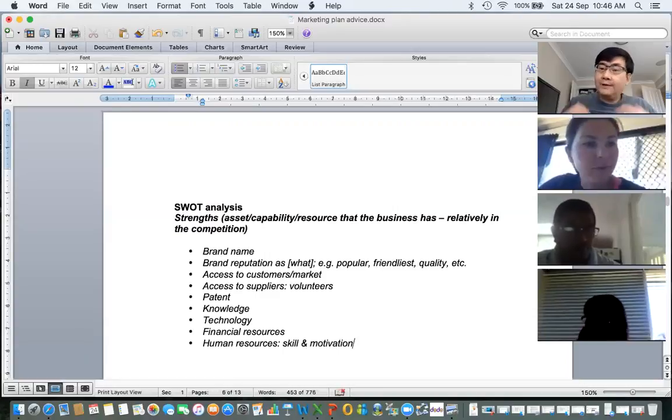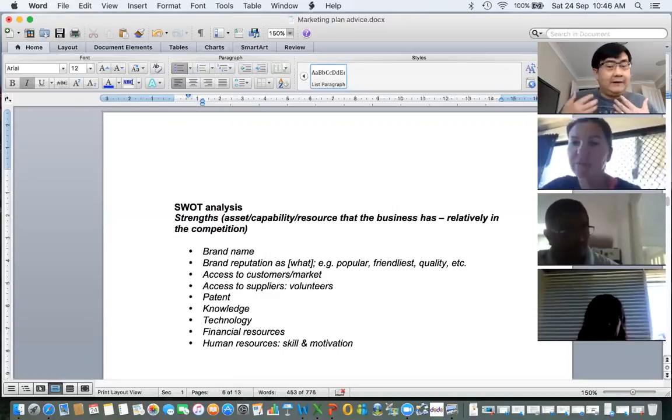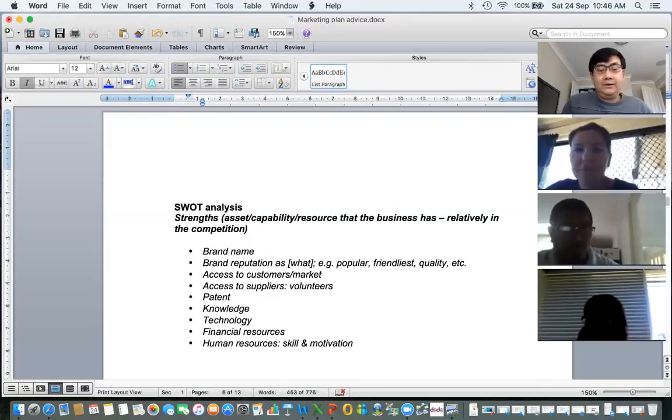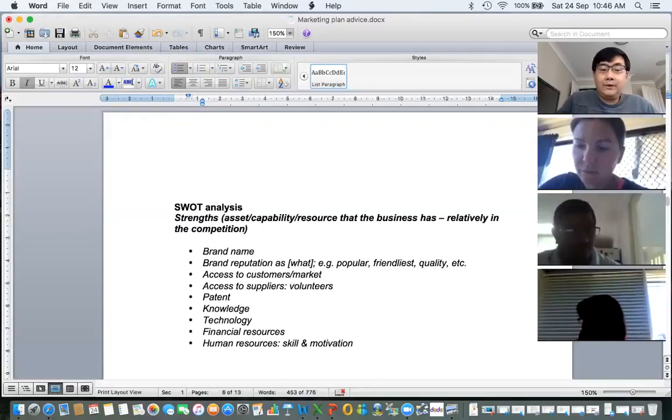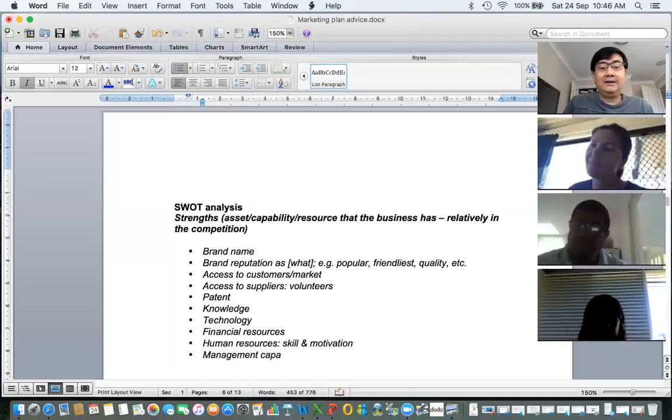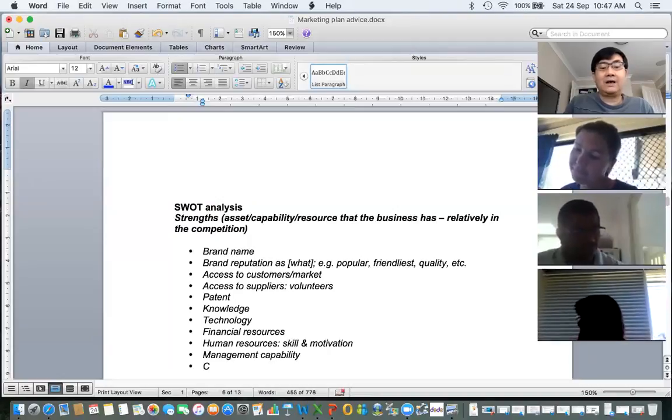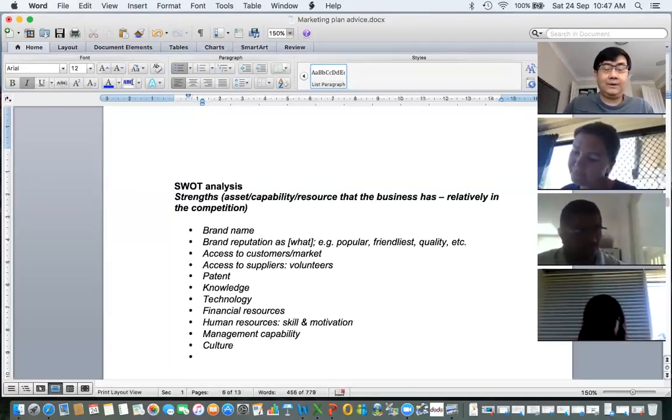If you have a highly motivated team, then it's fantastic. You can bring them, you can drive them to exceed the miles, right? To help you achieve the organization's goal. Management capability, or culture, if you like, at the higher level. Understand that you're learning strategic plan as well. Okay. There are some examples of strengths and weaknesses.